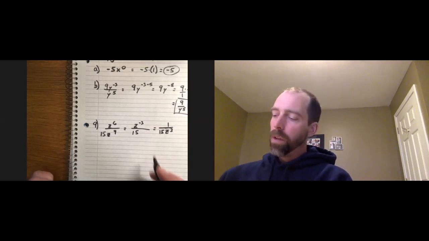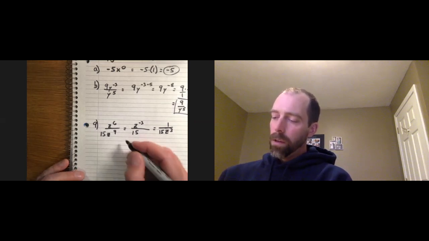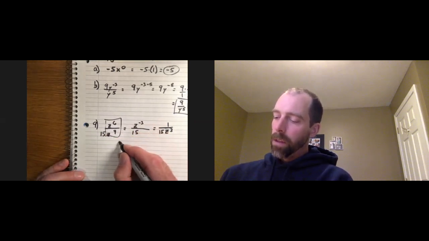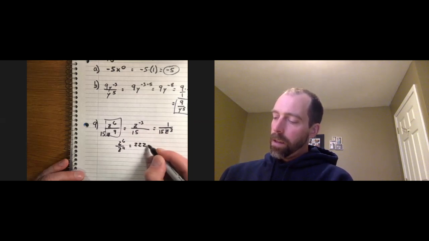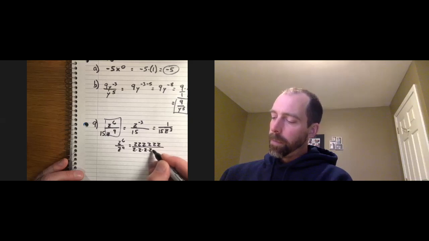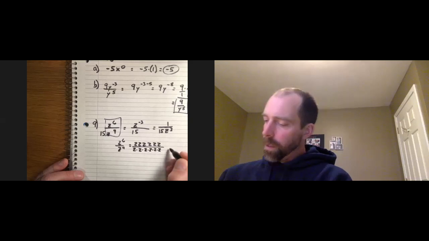Now I know that's kind of tricky to understand how that works, so here's a way to think about it. So let's look at this part of the problem. So z to the 6th over z to the 9th power is essentially 6 z's divided by the product of 9 z's. 6, 7, 8, 9.